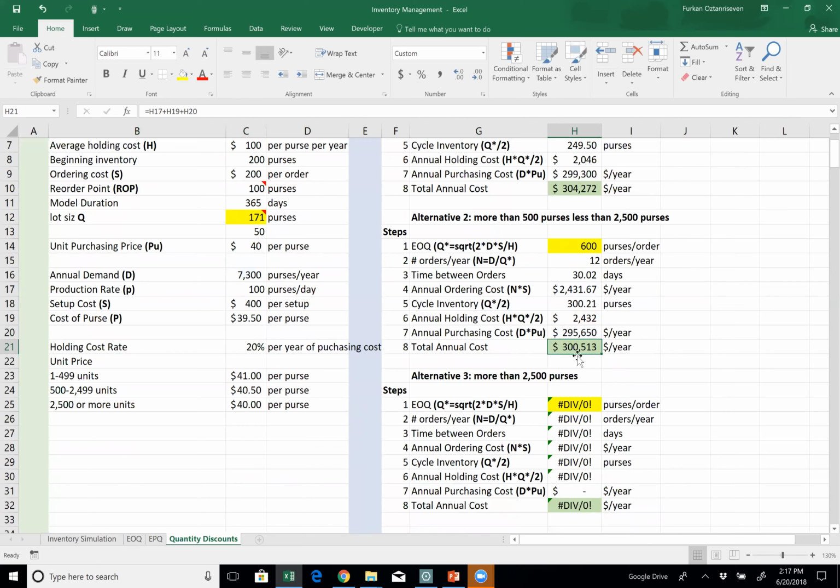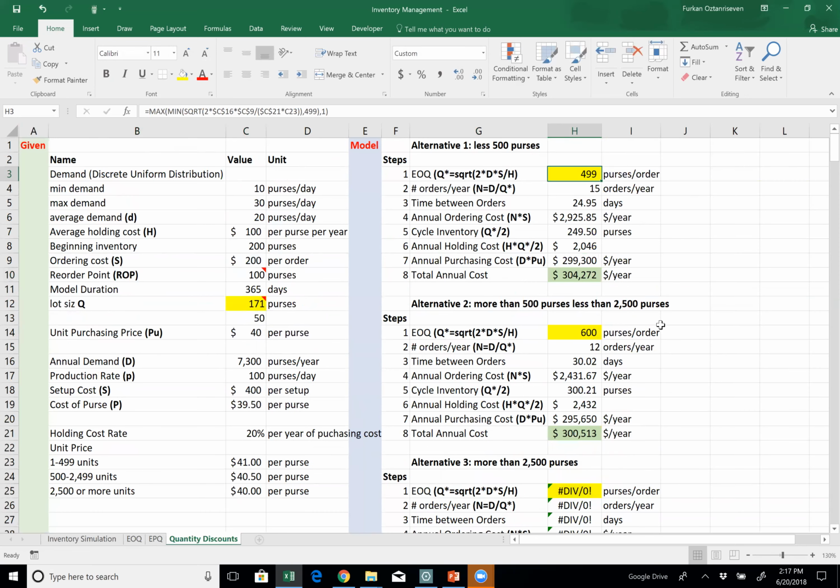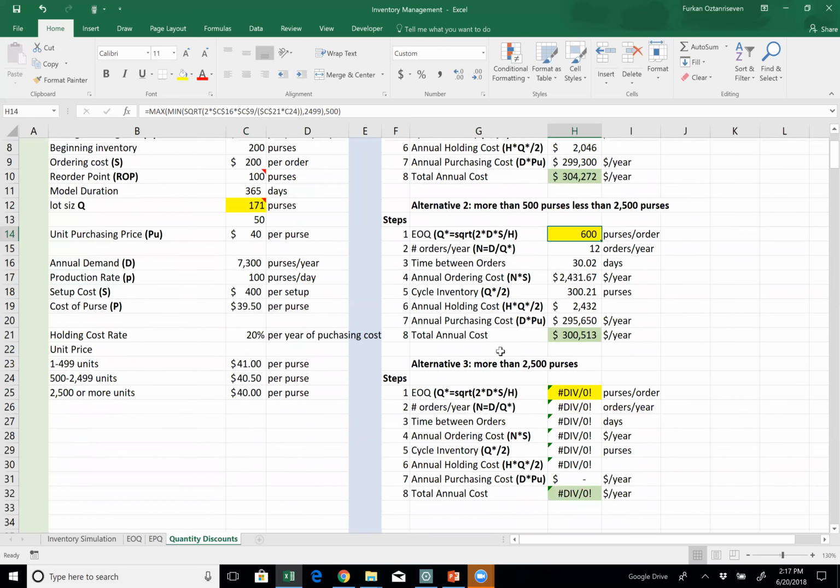So as you see here, this alternative ended up with more cost in comparison to this one. So looks like so far the winner is $4.99, not 600. So let's try our last alternative.